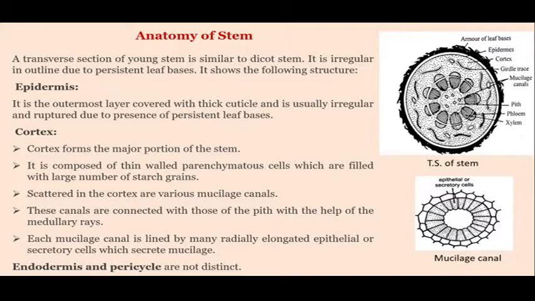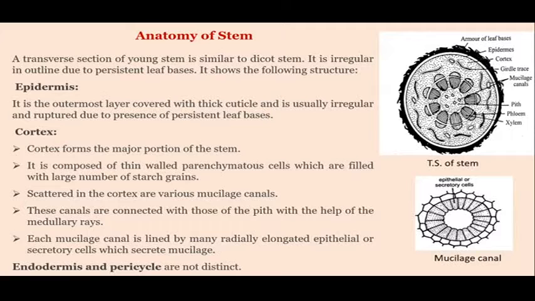A transverse section of a young stem is similar to the dicot stem. It is irregular in outline due to persistent leaf bases. It shows the following structure. Outermost is the epidermis, covered with a thick cuticle, and it is irregular and ruptured due to the presence of persistent rhomboidal leaf bases. Next to the epidermis is the cortex. The cortex forms the major portion of the stem.